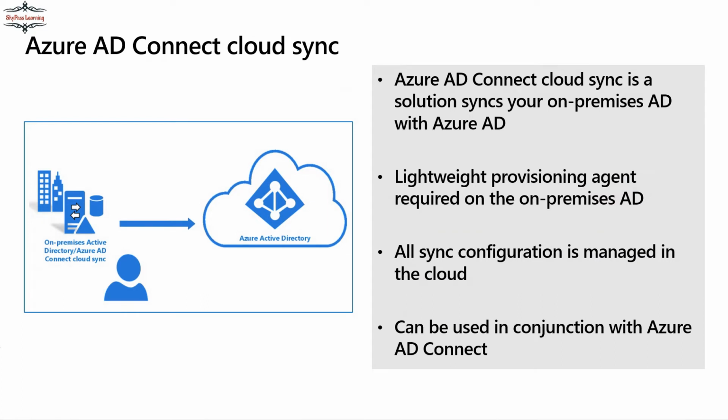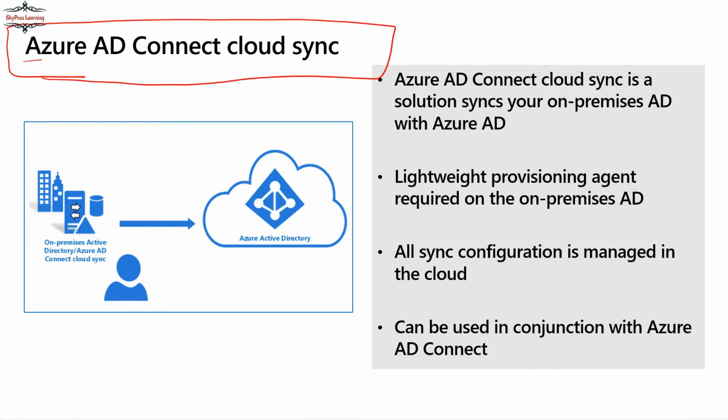Whereas the Azure AD Connect Cloud Sync, as I mentioned, the Azure AD Connect is a complete solution, whereas the Cloud Sync is one component. This is basically responsible to sync your on-premises AD to Azure Active Directory.